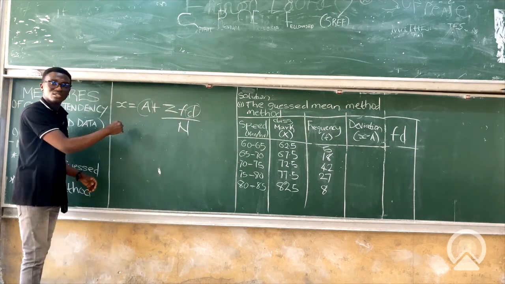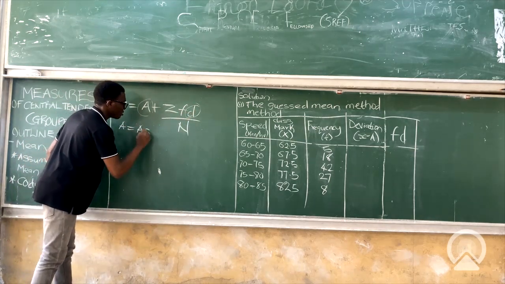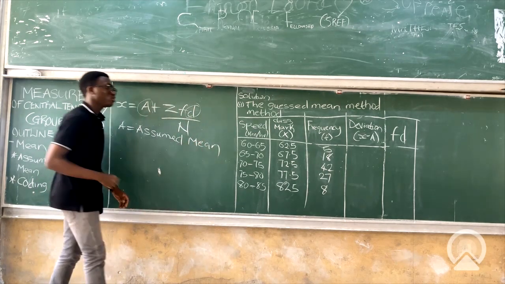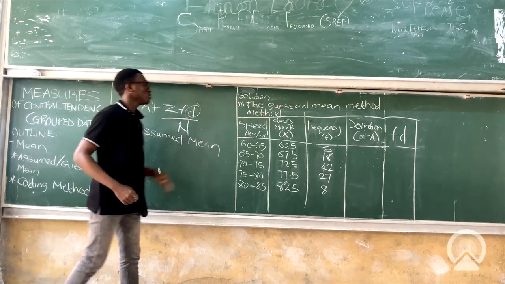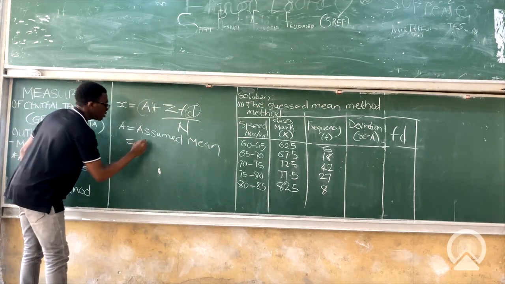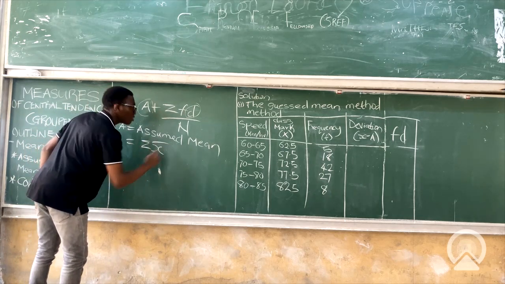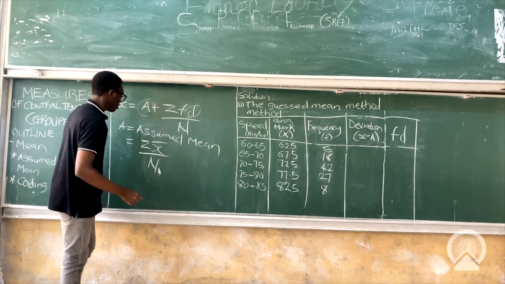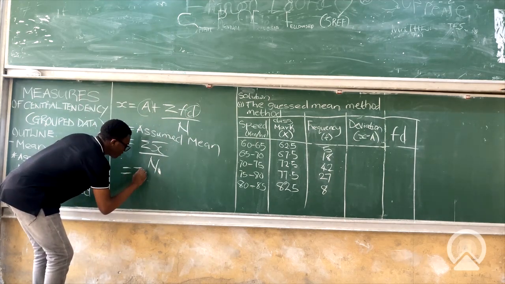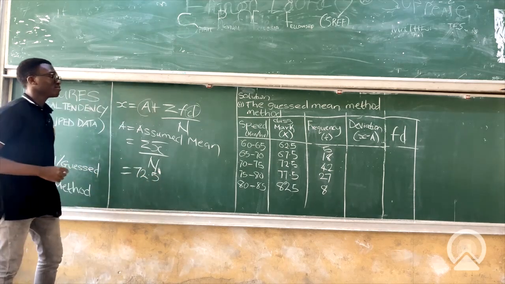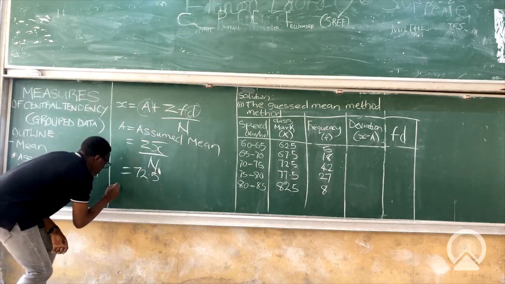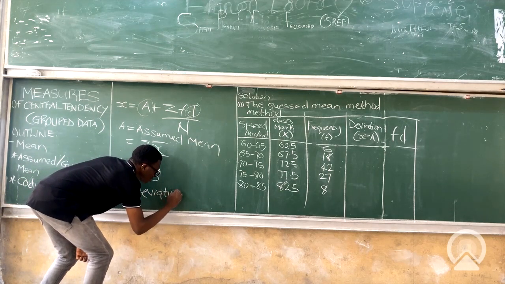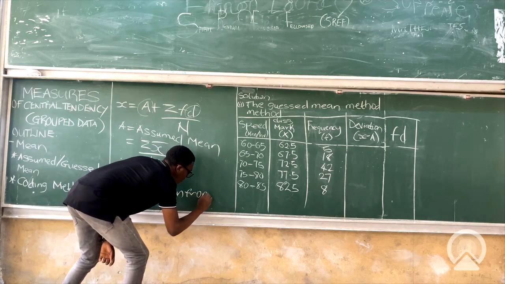Now, simply put, A is the assumed mean of the distribution or the guessed mean, like the question implies. Now, the assumed mean is simply the summation of the class mark all divided by the total number of values in the class mark, which is equal to 72.5. Now we have D, and D is equal to the deviation from the mean, from the assumed mean.